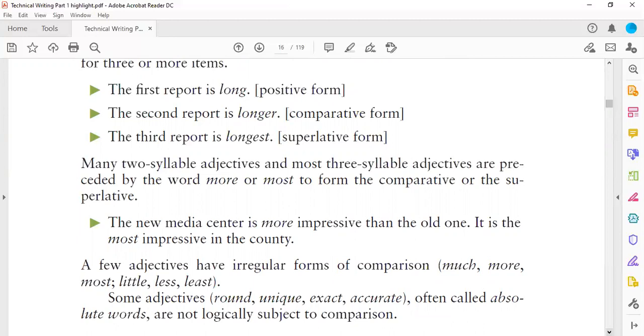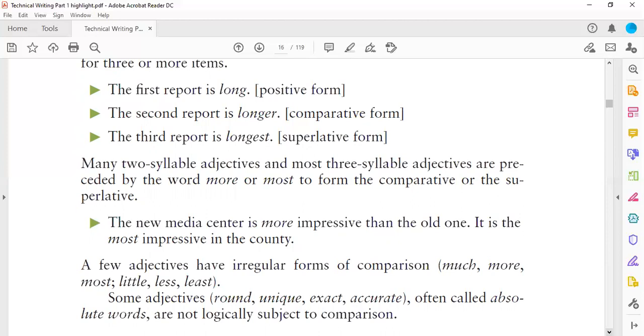Now you ask yourself, why do we add more here, as in more impressive than? Simply because impressive has more than one syllable, because we have two syllables or more. If we have two syllables, then we have to add more and most if we have more than two syllables. Why do we add more? Because we are comparing two things. Why do we add most? Because we compare something among many things.